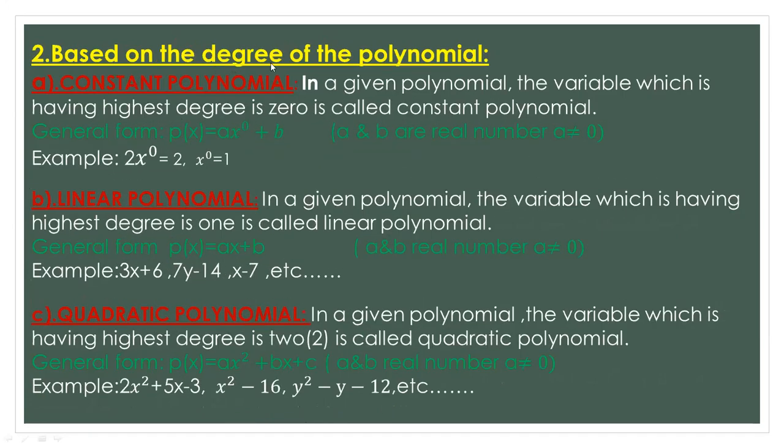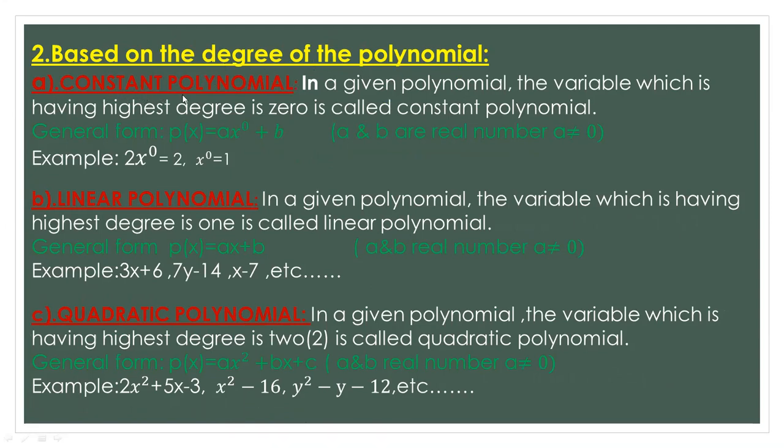Next one is based on the degree of the polynomial. It means polynomials can be classified again based on the degree of the polynomial. I already told you, the degree means the number which represents the power, that is called the exponent. Is it right? So there should be two parts, one is power, another one is base, right? So based on the degree of the polynomials.